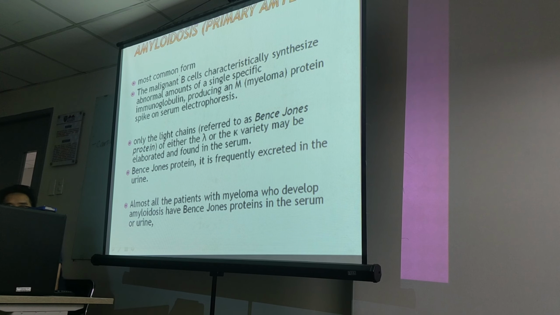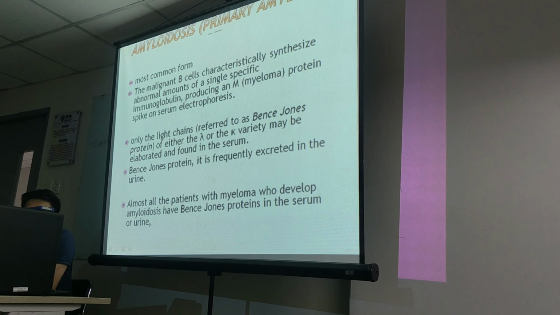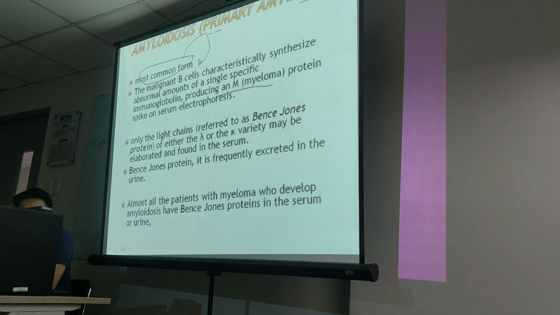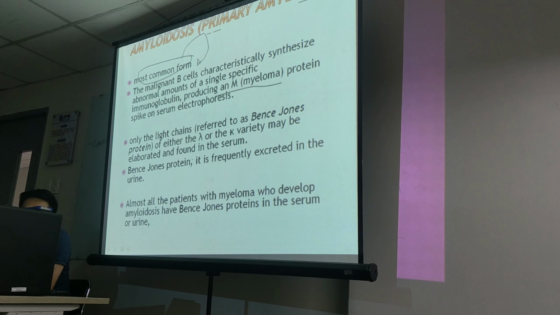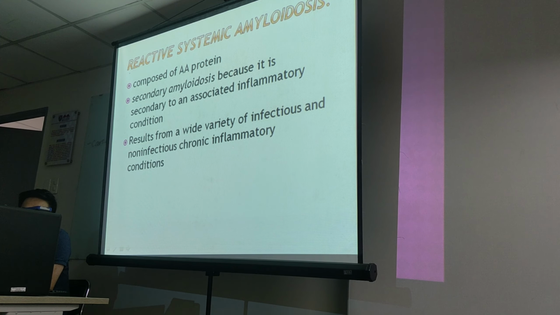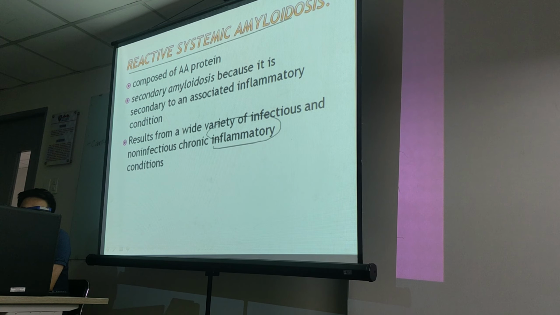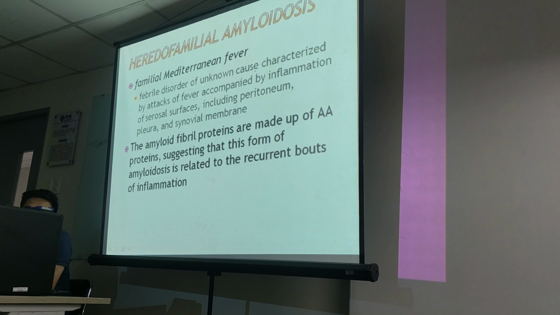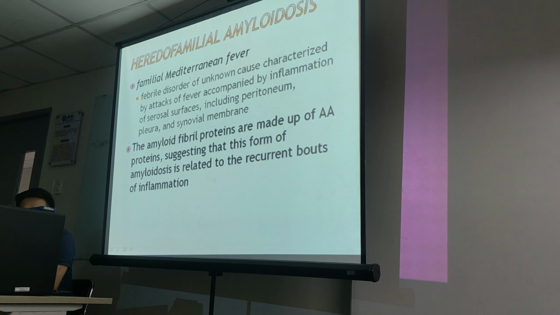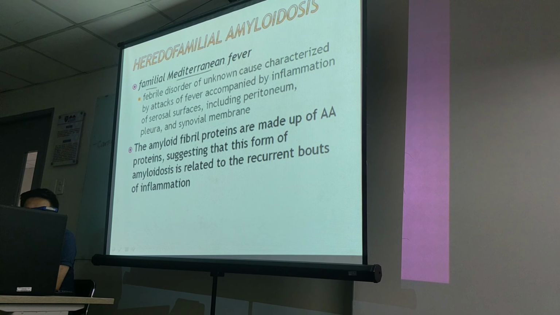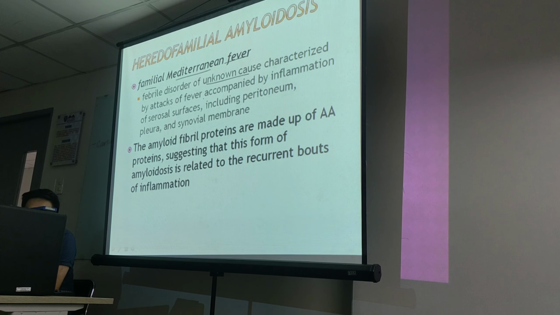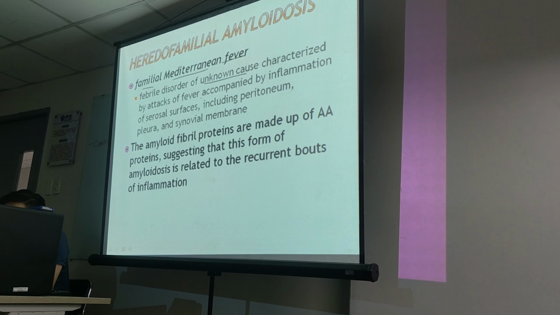Immunocyte dyscrasias with amyloidosis is called primary amyloidosis. In the common form, it comes from malignant B cells. Common examples would be multiple myeloma. Reactive amyloidosis is seen in inflammation, also in hemodialysis. Heredofamilial amyloidosis is seen in familial Mediterranean fever, a febrile disorder of unknown cause characterized by attacks of fever, inflammation of serosal surfaces, and peritoneum.